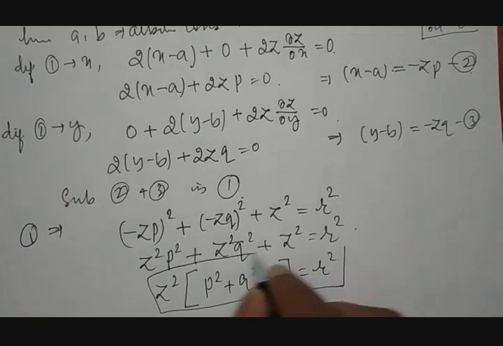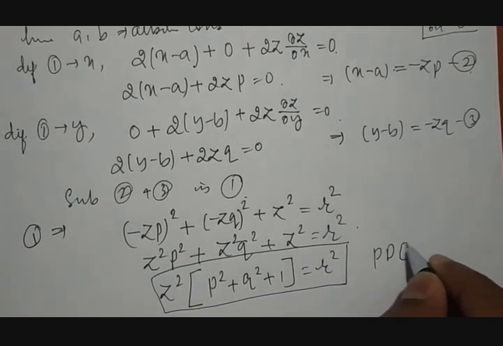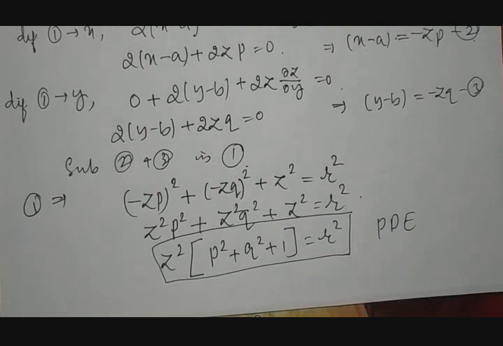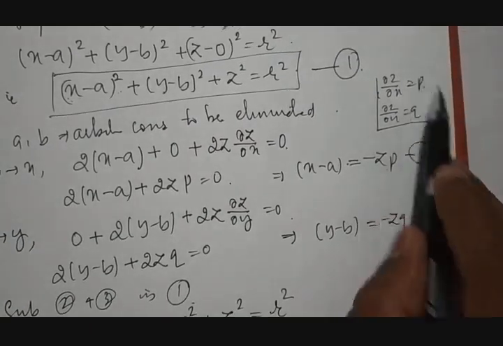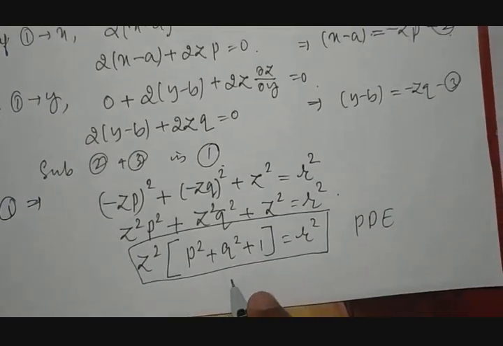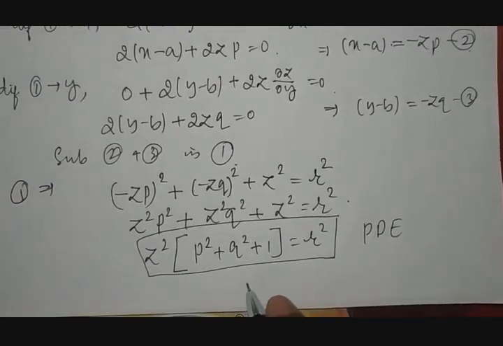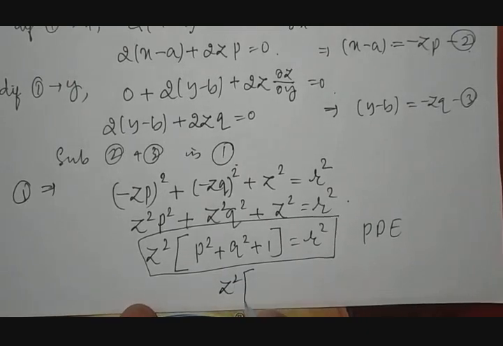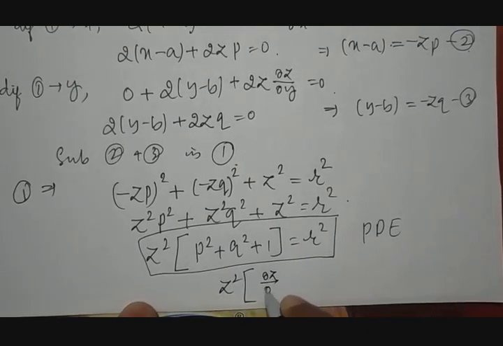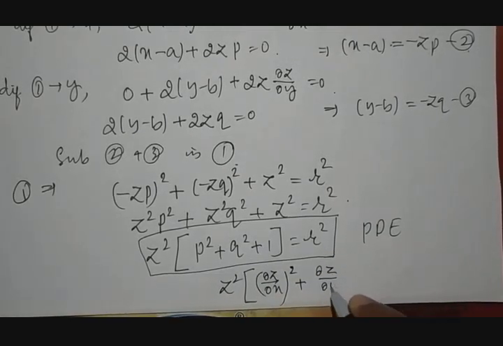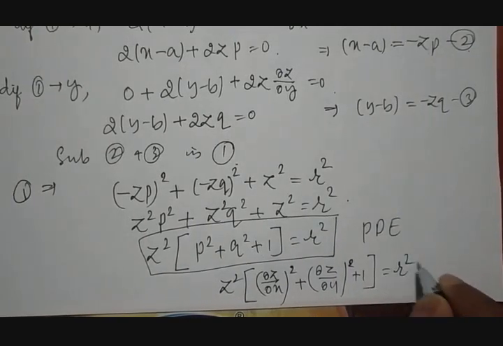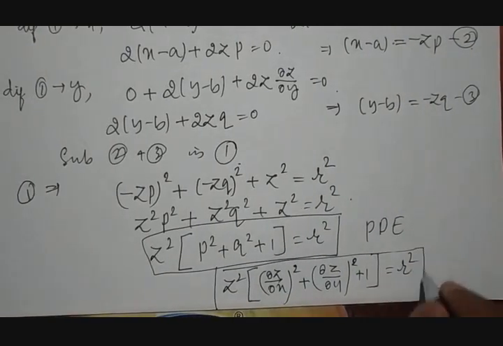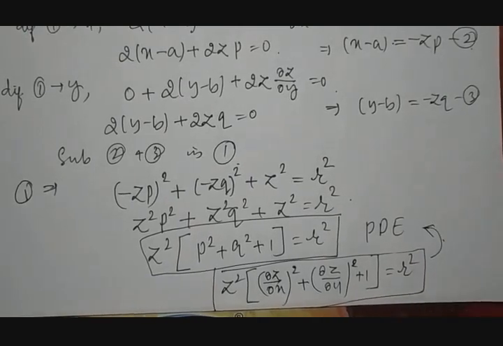So this is the required partial differential equation. Even if you want to go through its original notations, p and q are nothing but the derivatives, that can also be taken. It will be like z square into dou z by dou x square plus dou z by dou y square plus 1 is equal to r square. So this becomes the required partial differential equation.